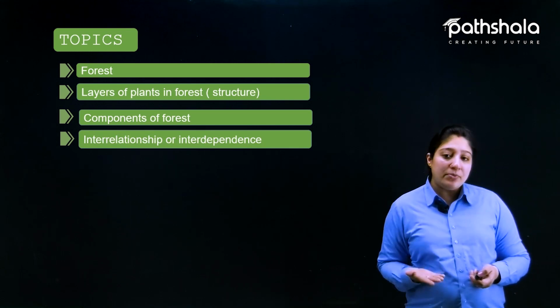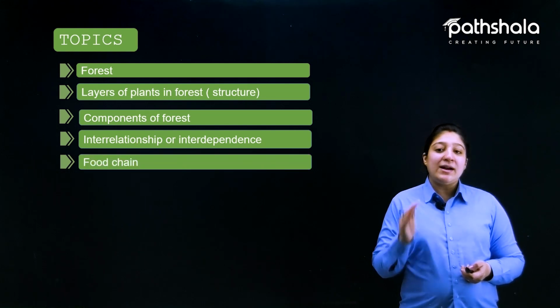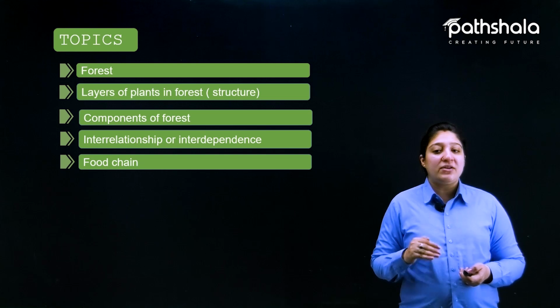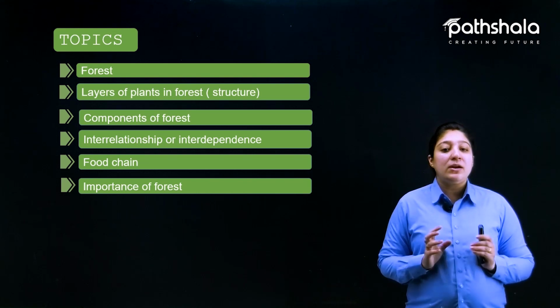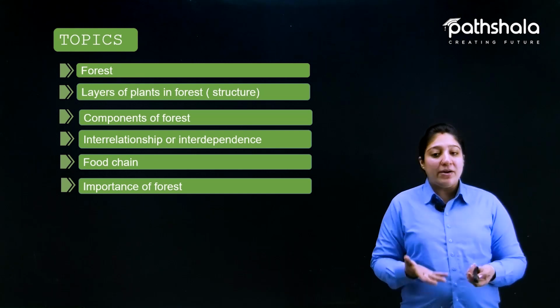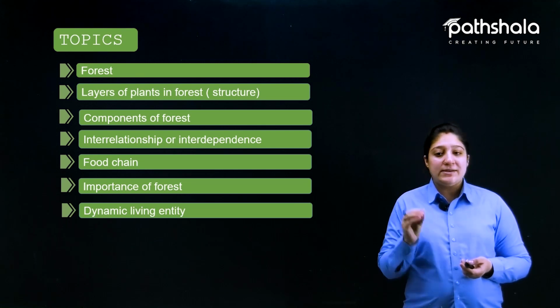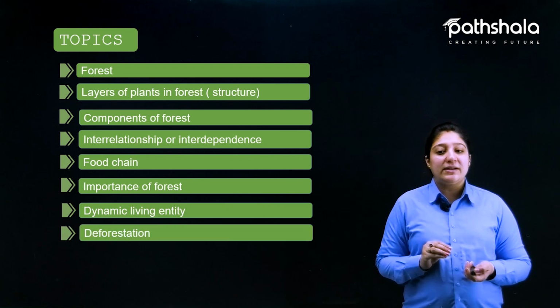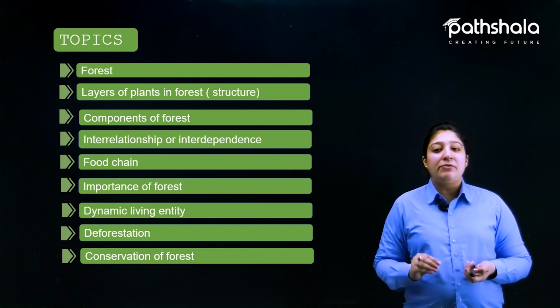After that, how these components depend on each other, the interdependence that we are going to discuss, and that interdependence is represented by the food chain. After that, we'll understand about that topic. Then why these forests are important not only to us but also to other living organisms like animals, insects, microorganisms, that we are going to understand. After that, why the forests are known as a dynamic living entity, that also we are going to understand. And then we'll move to deforestation, and at last we are going to understand why it becomes very important to conserve forests. So these are the topics that we are going to discuss in this chapter.